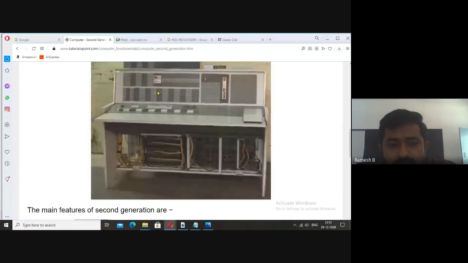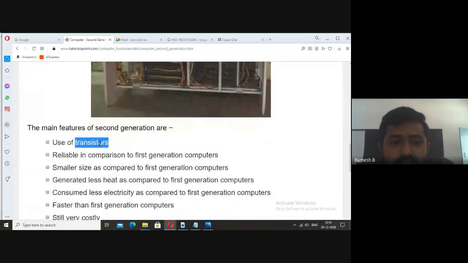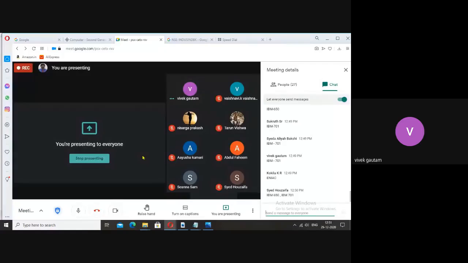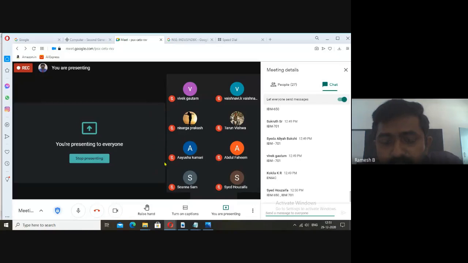So this is the example for second generation computers. They used transistors. Okay, how many of you know transistors? In PUC, you may have read about transistors. NPN, PNP, all those are examples of transistors. Transistors, semiconductors. Please mute yourself. If you have any issues, type in the chat box.